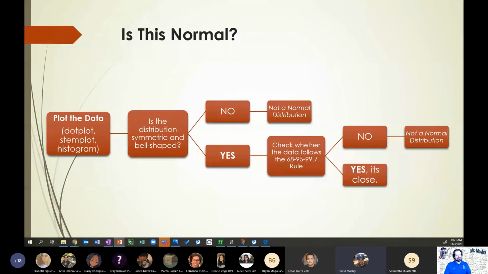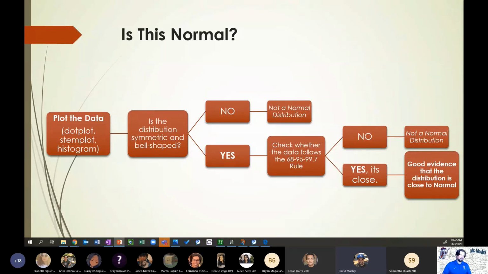If it's close, meaning it could be like 65%, 66%, and then 97 or 94%, and then 99, then 100%, 98%. It doesn't need to be perfect on these numbers, but it's close. Then we have good evidence that the distribution is close to normal or approximately normal, and we can more comfortably use some of these tools to evaluate our data or describe our data further.